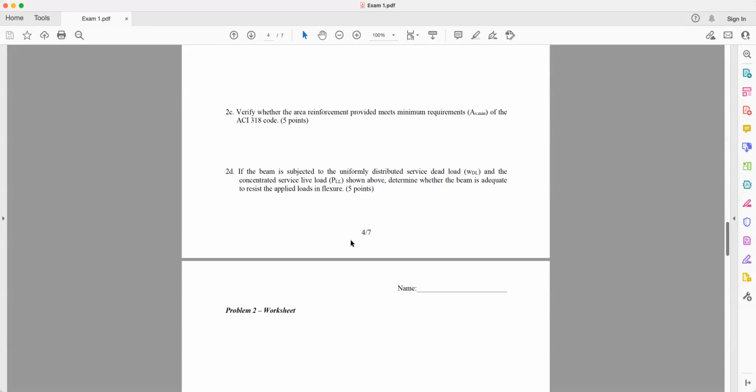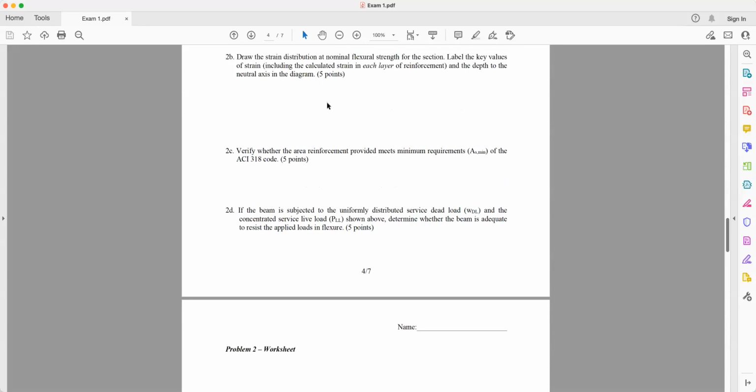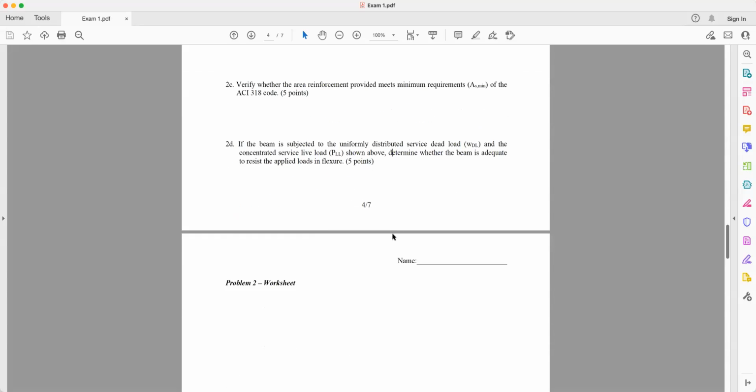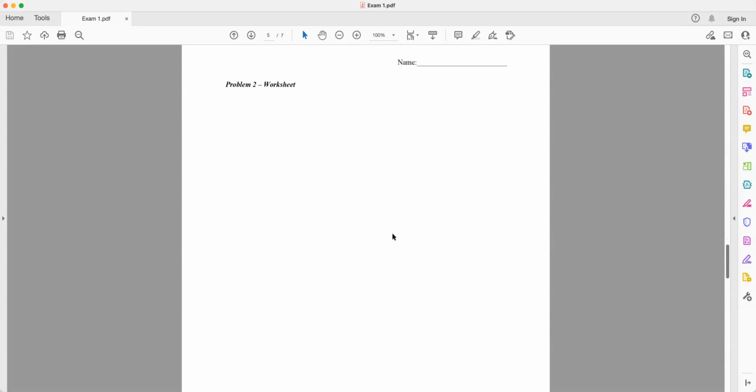And you have the Mu, and you know the moment capacity of the section. Determine whether the beam is adequate to resist applied load in flexure. So what are we doing here? φMn bigger than or equal to, or smaller than Mu. Determine that.